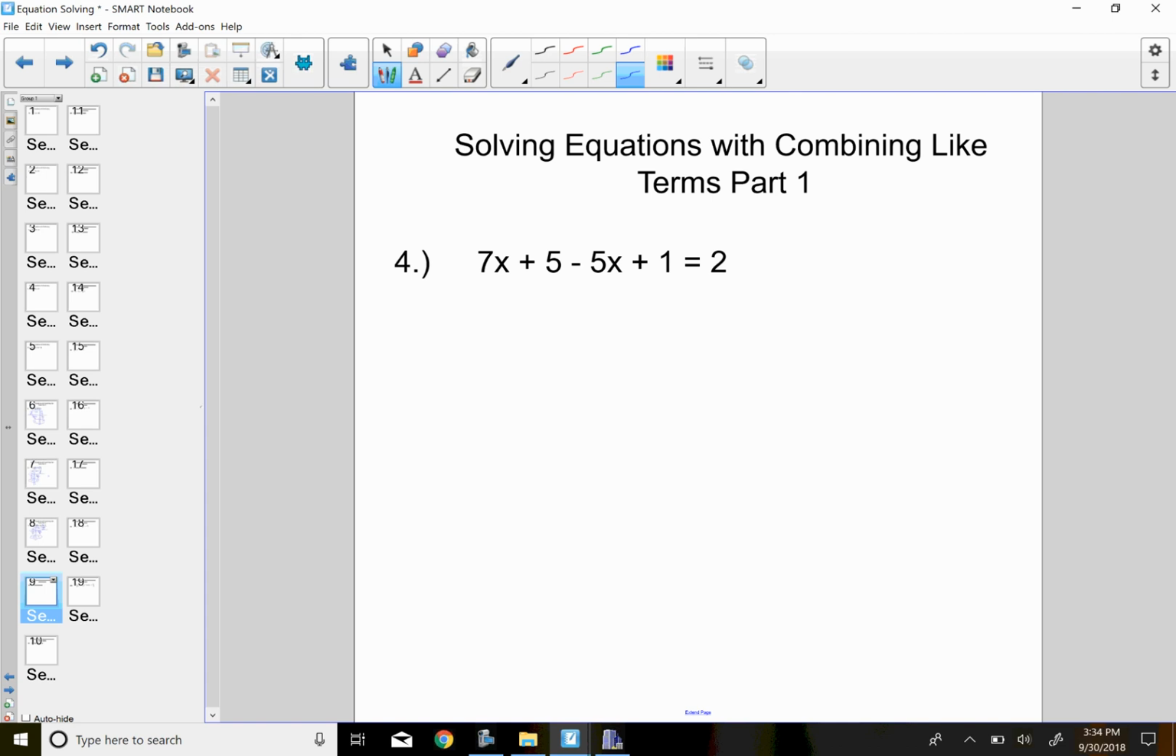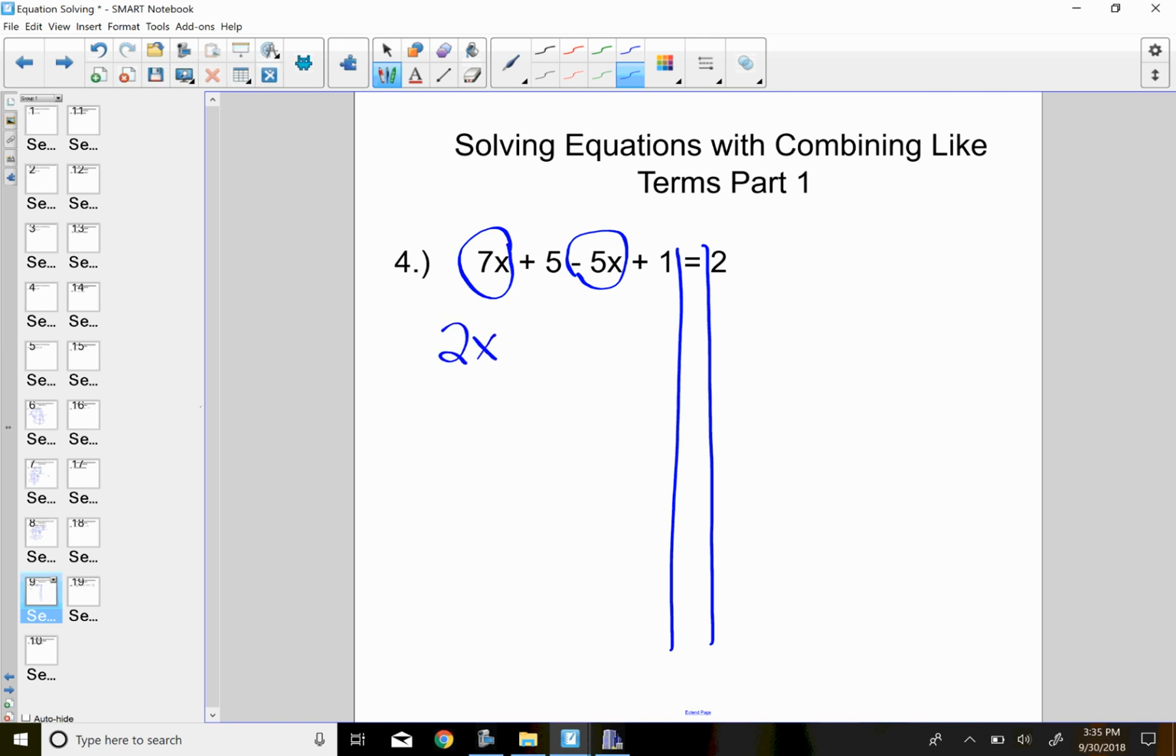Okay, I believe this is our last one for combining like terms for the first part of this. So I'm going to separate the two sides with an equal sign. I'm again noticing that on the left side, all the x's are not together. There's some combining like terms I need to fix up. So I see 7x. And I see a negative 5x. Notice that I pulled the symbol with that number. There's no symbol here, so it's implied that it's positive 7. So if I have 7 x's and I lose 5 of them, I have 2 x's. I also see a 5 and a 1 that can be combined together because they're just numbers.